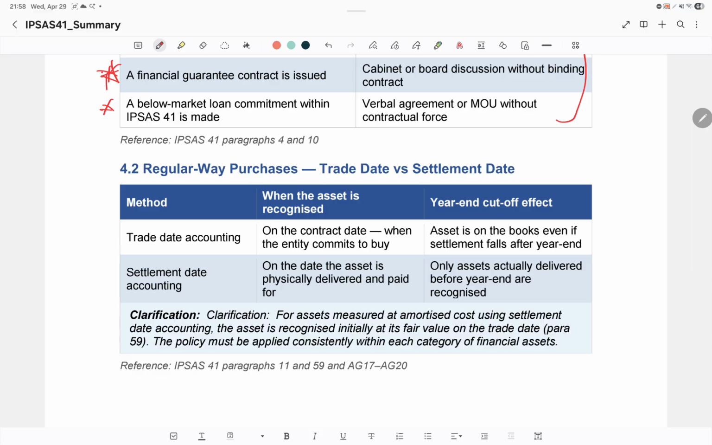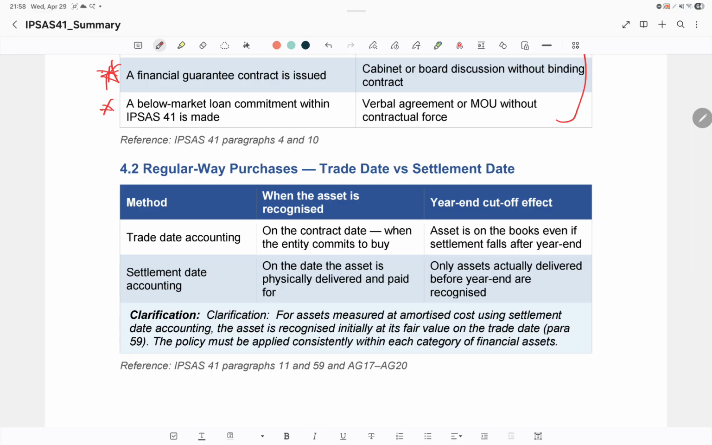Okay, settlement date accounting. In this way, the asset is recognized when it is physically delivered and paid. For example, you have received the money from the bond, the settlement date. Only assets actually delivered before year end are recognized. By the way, this doesn't involve receivables and payables. It involves other financial assets, the normal financial assets like, say for example, a bond.